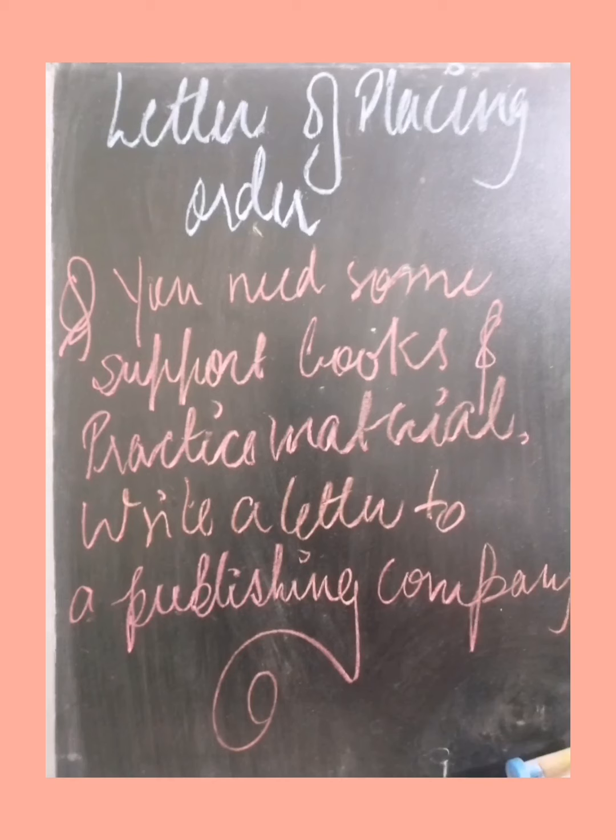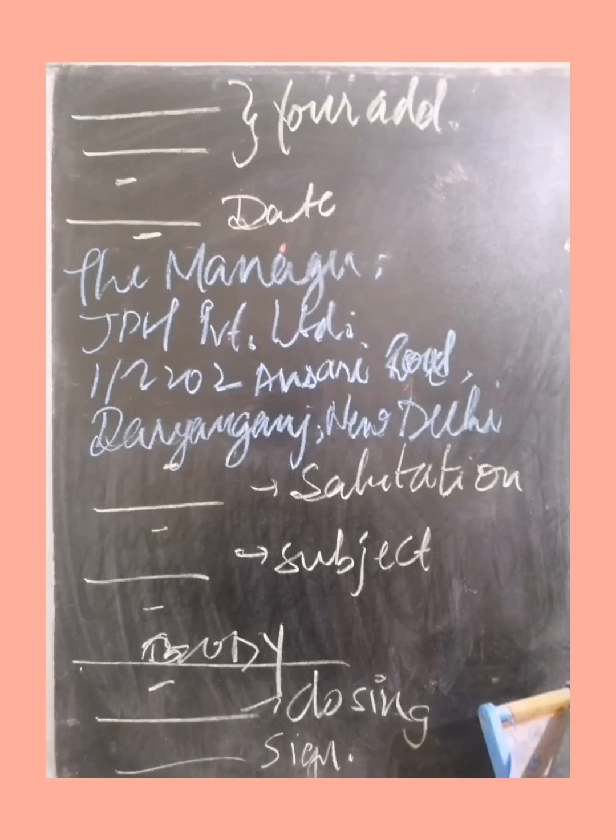But this is very important. If it is given in the question, you have to write that only. Right? This is very strict. Now, you have to write your address in 2 lines, then after leaving one line the date, then after leaving one line the manager, JPH Private Limited or Full Marks Private Limited or any book company. Then you can write the address 1/2202 Ansari Road and then Daryaganj, New Delhi. Maximum 4 lines, minimum 3 lines. Not more than that, not less than that. Right. After that, salutation, Respected Sir or Madam, then subject, then body, then closing, and then signature.